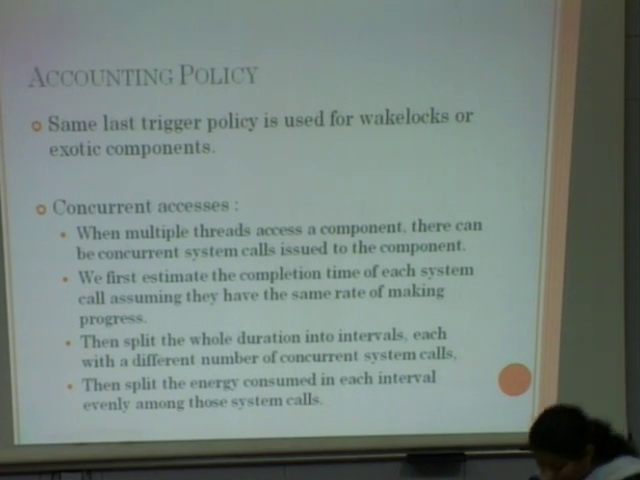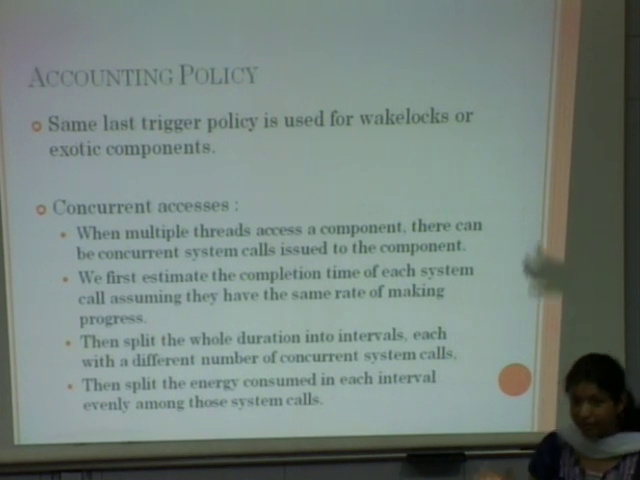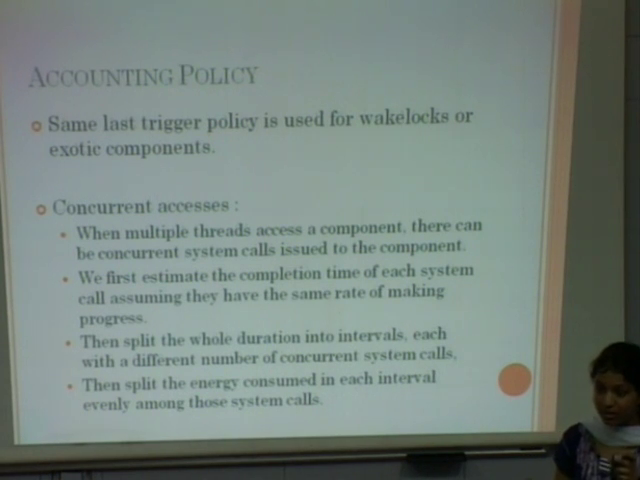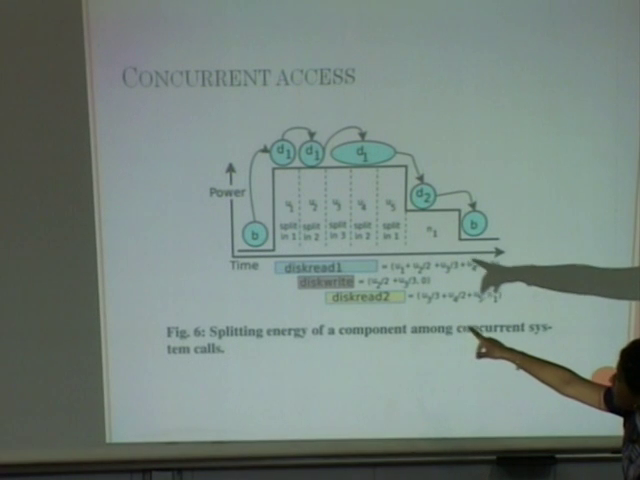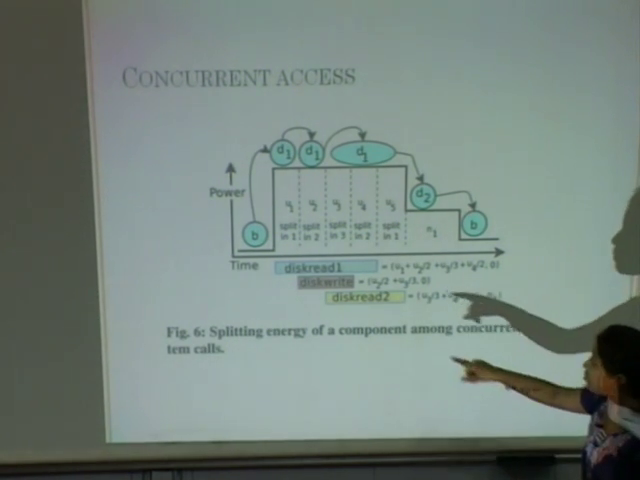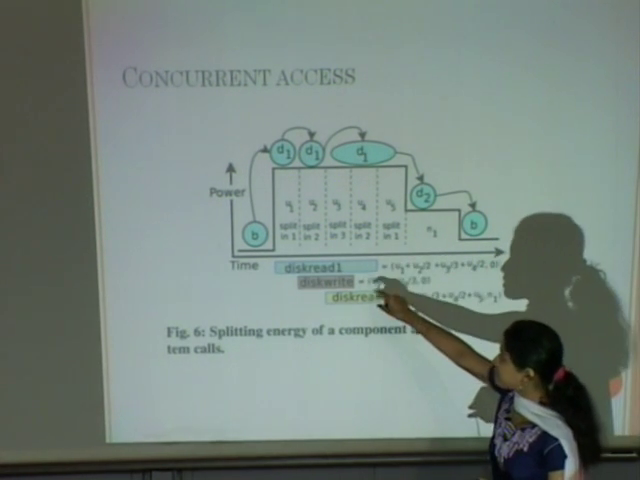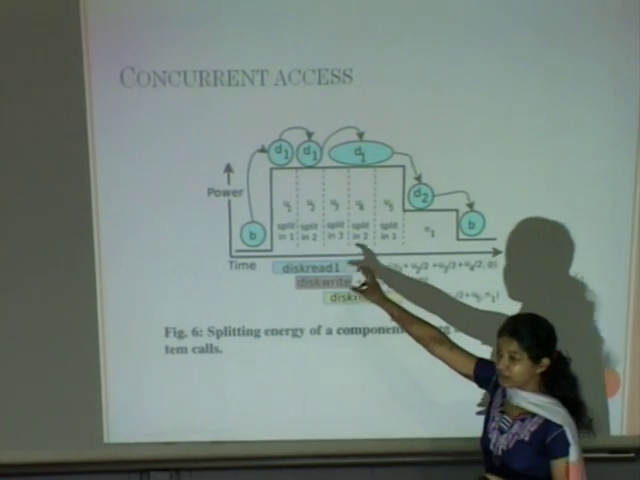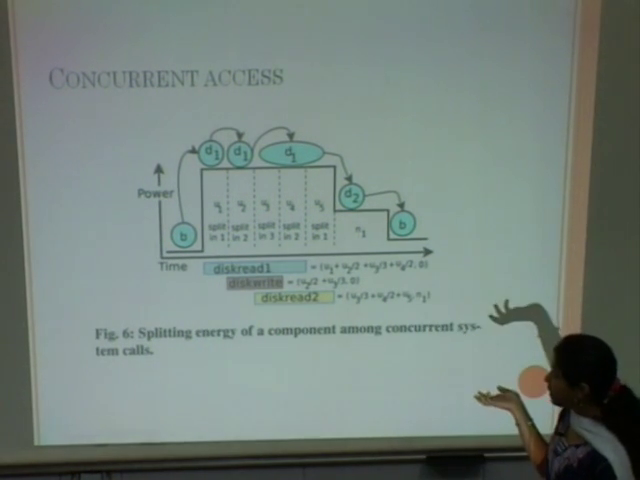Now how do we find the energy tuple when concurrent access is there, because we will just find the total energy consumed by the device? So how do we distribute it to each system call or thread? First we estimate the complete time of the system call operations: disk read, disk write and disk read two. All are happening at the same time, and the device is in the high power state for this much time, and then in the tail state for this much. So how do we classify which system call is using how much energy and what the tail energy corresponding to that is? The technique they have used in this paper is as follows.